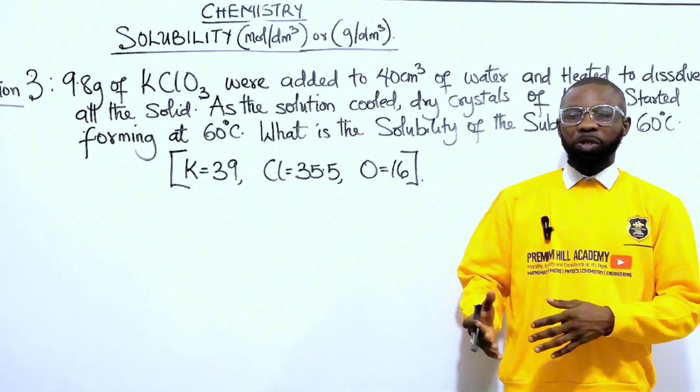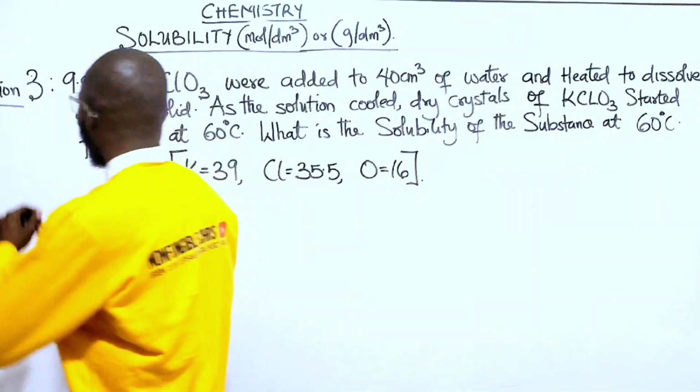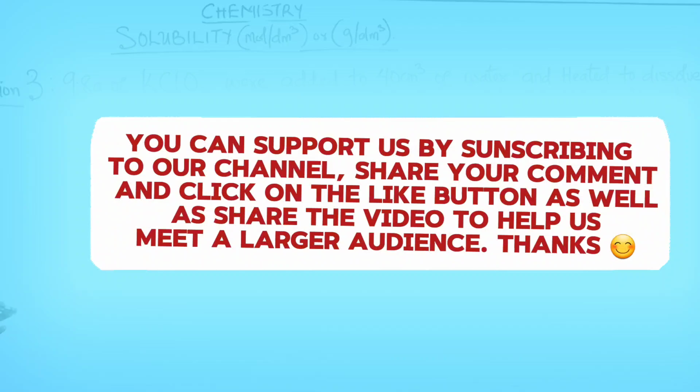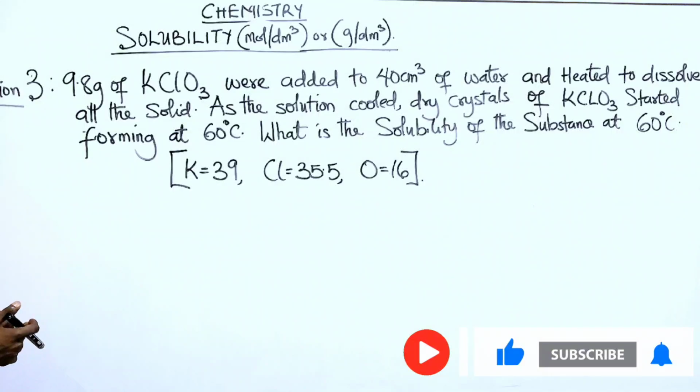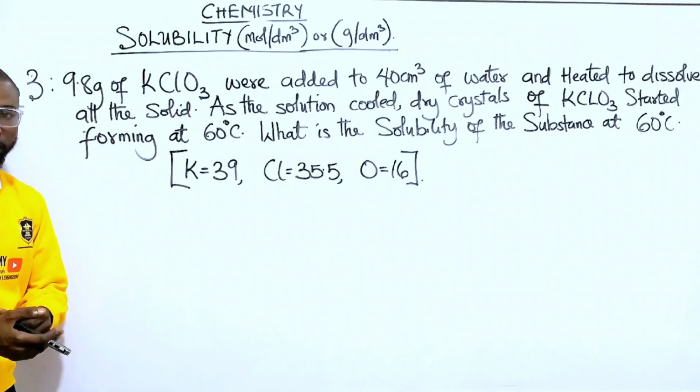Alright guys, let's continue in our journey on solubility and let's look at question number 3. It says 9.8 gram of potassium trioxochlorate were added to 40 cm cube of water and heated to dissolve all the solid. As the solution cooled, dry crystals of potassium trioxochlorate started forming at 60 degrees Celsius. What is the solubility of the substance at 60 degrees Celsius?